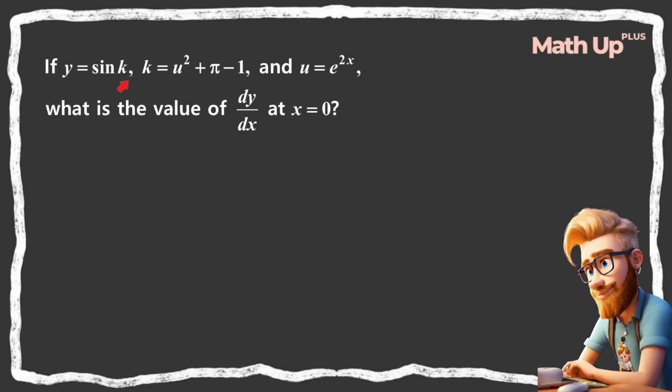If y is equal to sine k, k is equal to u squared plus pi minus 1, and u is e to the 2x, then what is the value of dy over dx at x equals 0? Here we have three functions.